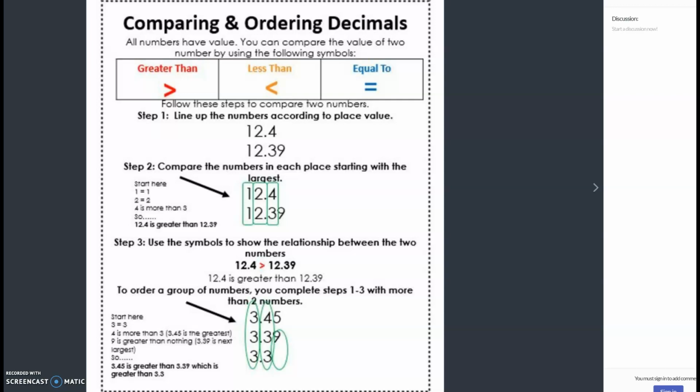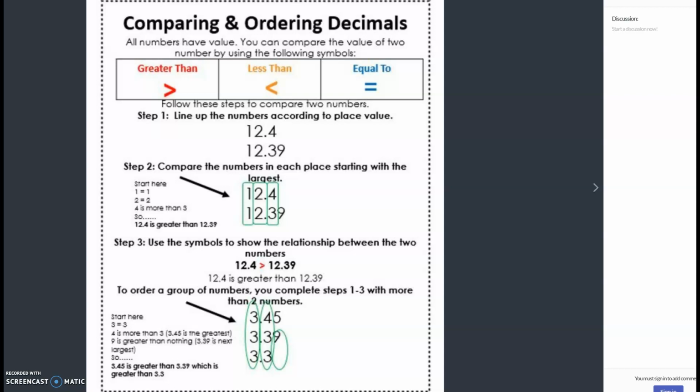This week your assignment is going to be looking at comparing decimals, and I went ahead and just included ordering because comparing and ordering go hand in hand, because once you can identify greater than, less than, or equal to, you can put them in order, whether it be from least to greatest or greatest to least.